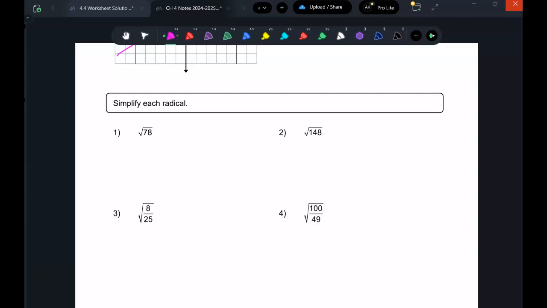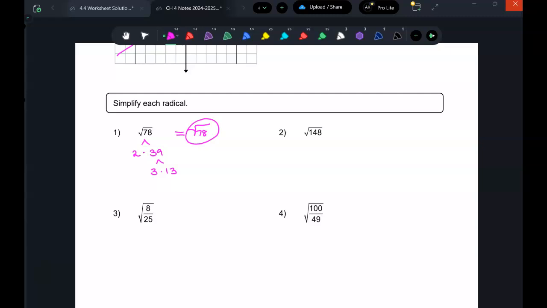78, what goes into 78? 39 and 2? How do we know? 2 times 39, but then 39 is just 3 times 13. Do we have any pairs? No. So what do we do if there's nothing to break down? Just delete it. Then that's our answer. Oh, so you can't do it.